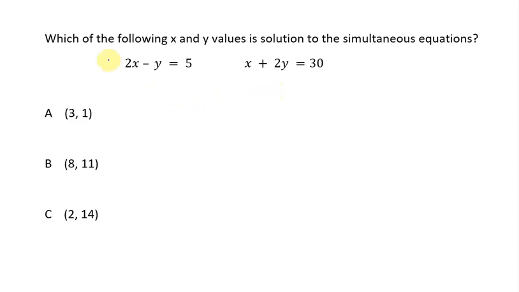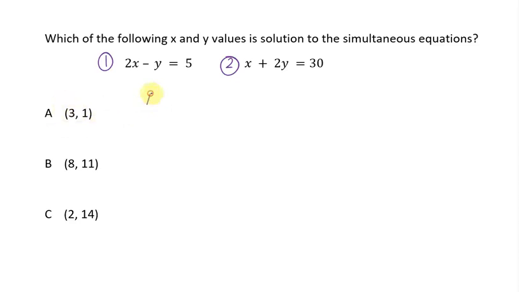The first thing we always do when we have simultaneous equations is label them number 1 and number 2. The reason we do this will become apparent a little bit later on, but it makes it much easier to communicate about our two equations. So to test if an x and y value are a solution, we substitute them into the equation.